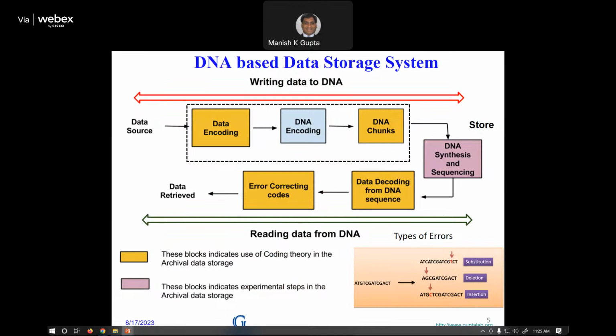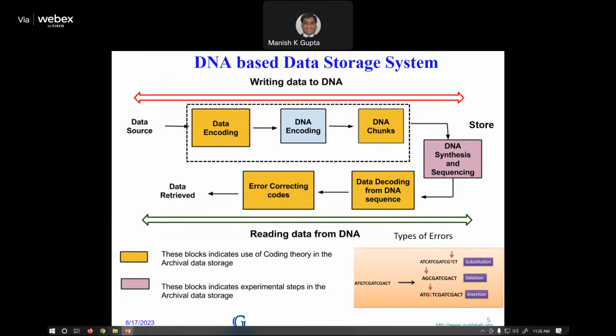And then, of course, some errors might happen during any of these process. You need to recover so you need to do the error correction. Okay. In the initial papers, the first paper it was done in 2012, it was done manually first. In the second one, they used 4-fold redundancy to correct the errors. And finally, data is retrieved. Okay. So this is a very, very basic outline.